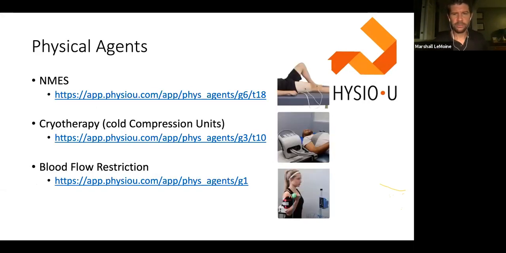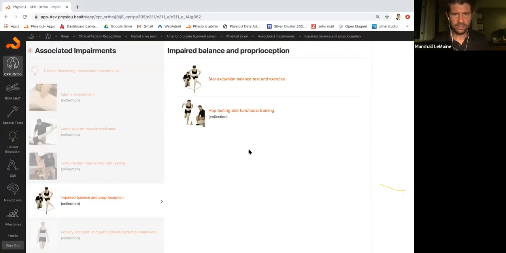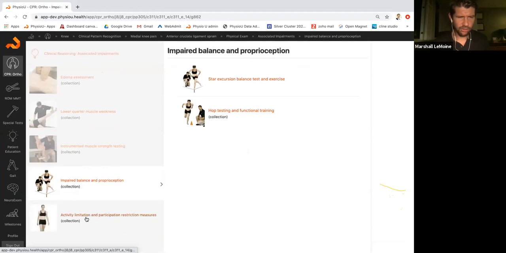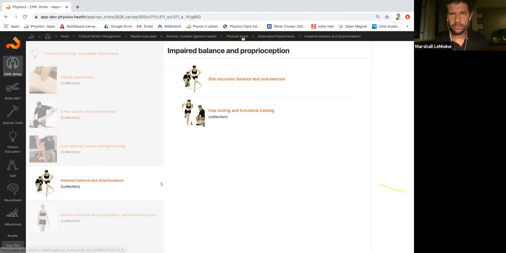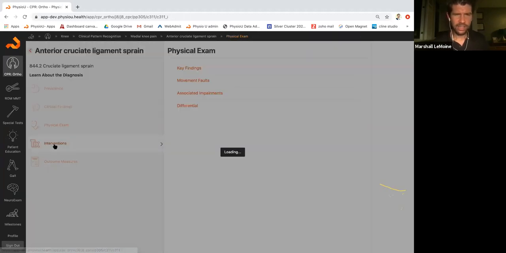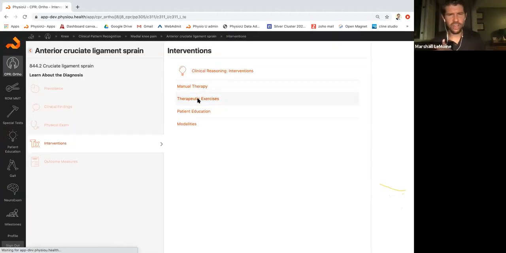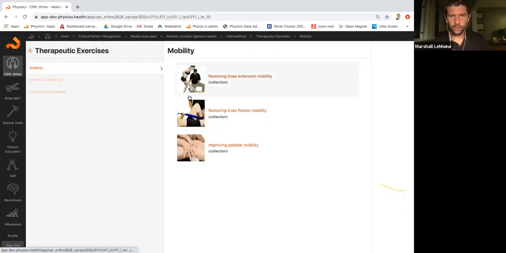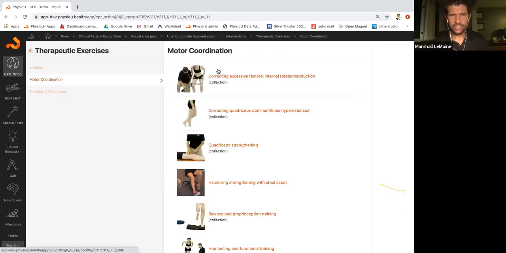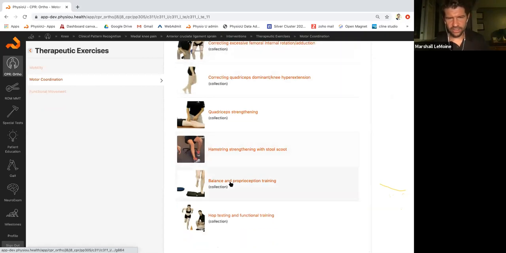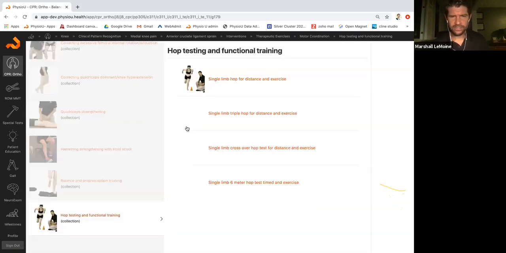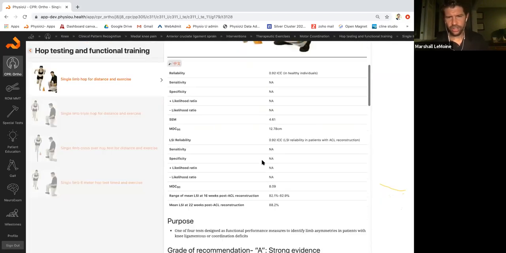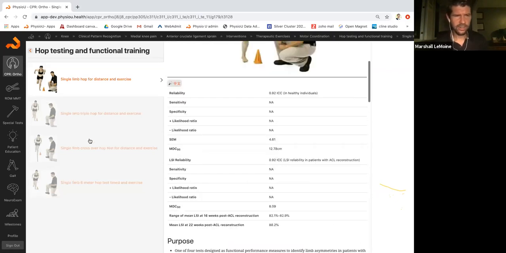All right. So some of the physical agents, and if I'm now going to switch back to PhysioU again. So we've kind of looked through some of these associated impairments, we'll call them. If we go back to the physical exam interventions, that's pretty much what we just got done talking about. So you have all of your mobility work if you need to, your coordination. So you have all these different exercises, strengthening, balance and proprioception, right? You have all your hop testing. Nice things, you have all your norms and videos for what they are.